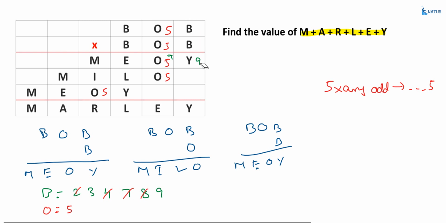Now you will remove this value. And suppose B is equal to 9, then what happened? 9 into 9 is 81, and 8 is carried over. 9 into 5 is 45, plus 8 is 53. The unit digit is not equal to 5, so this is also not valid. So only one possibility is there. What is that possibility? B is equal to 3.